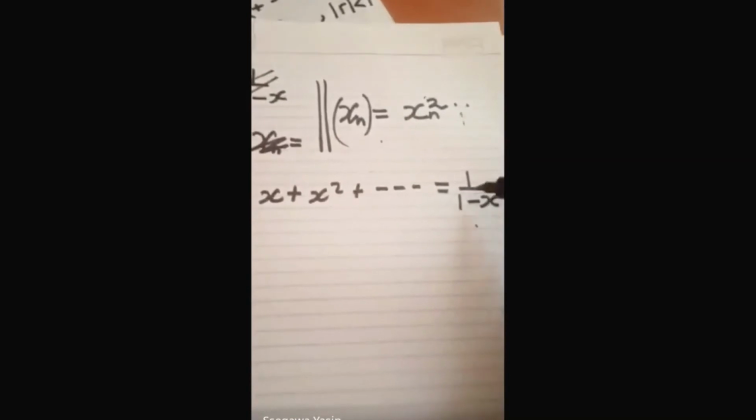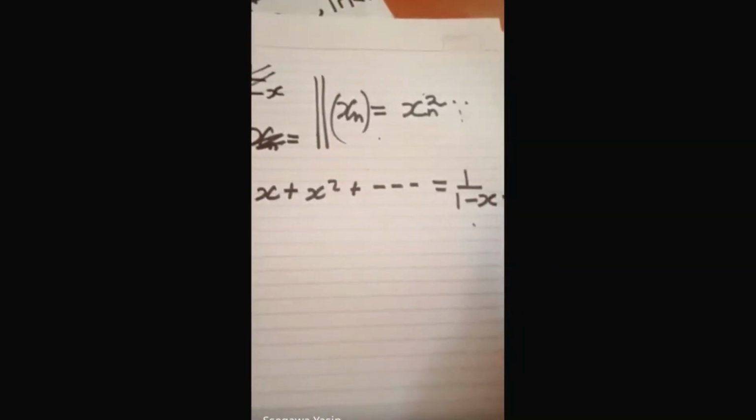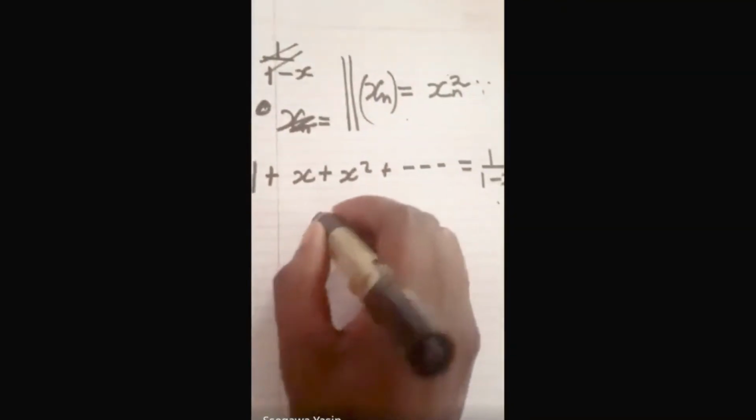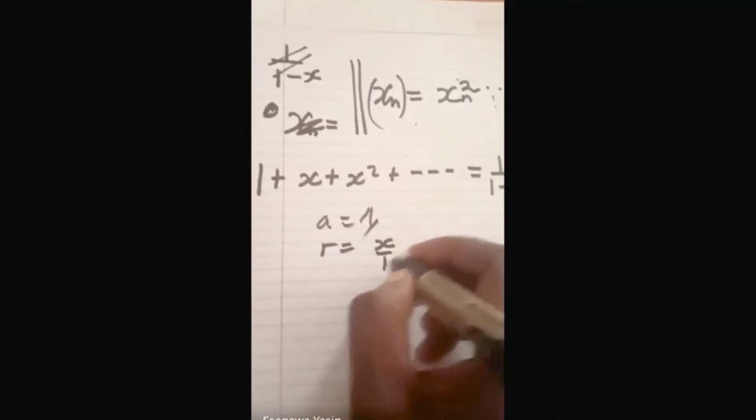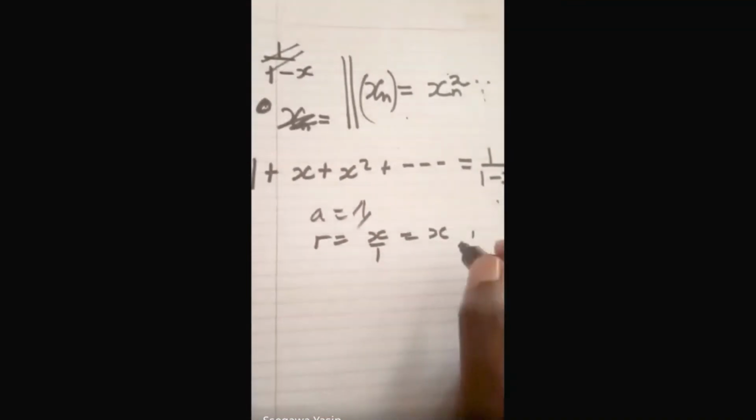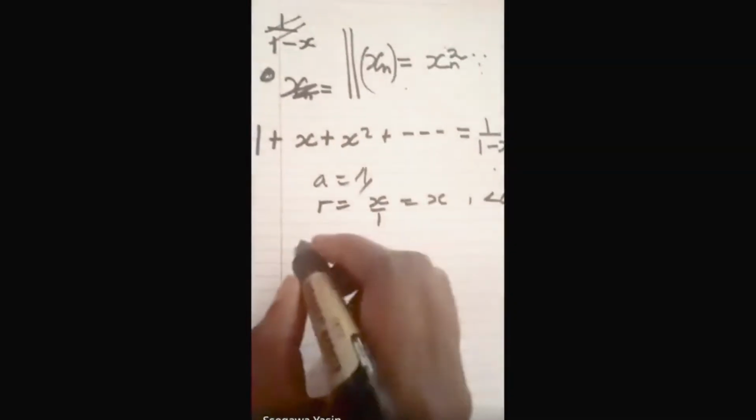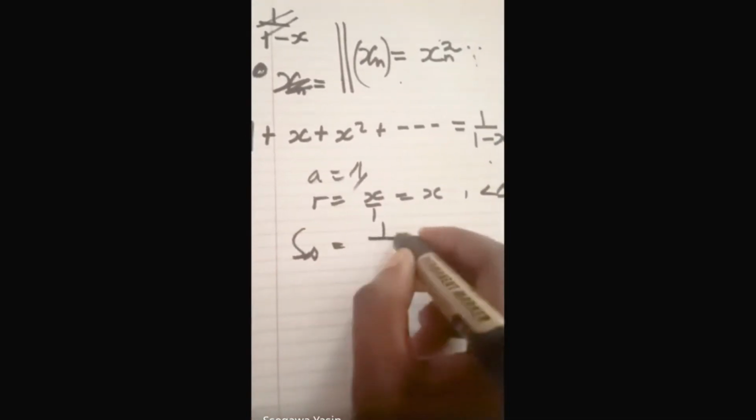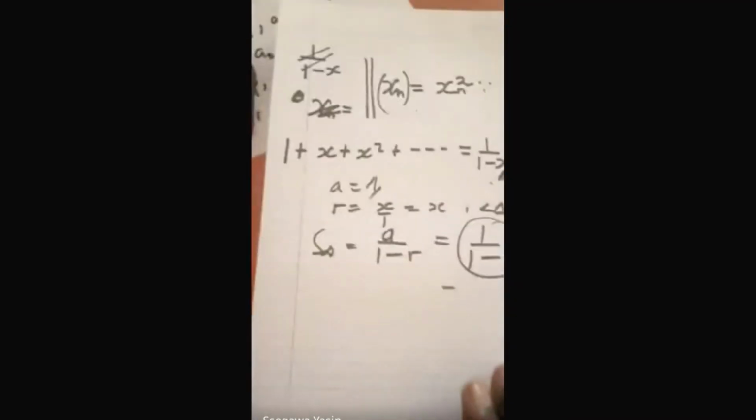Now, where does this come from? It is the same as just an AP. Sorry, the same as just a GP. Where is it coming from? You see that here, your a is equal to 1. Your r will equal x over 1, which is x, and we assume that this absolute value of x is smaller than 1. So the sum to infinity will be a over 1 minus r, where a is 1, which gives 1 over 1 minus x. This is the formula here. That's where we obtained it from.